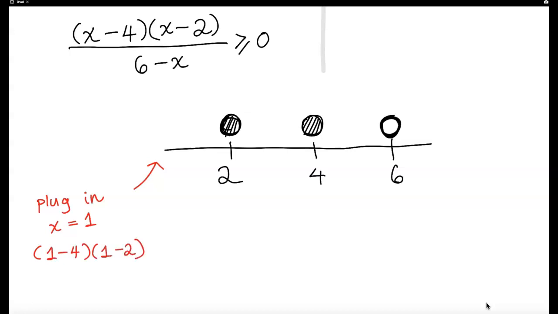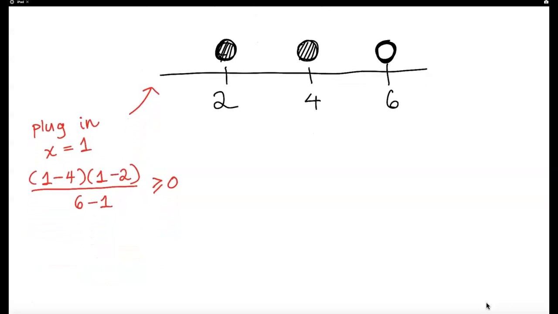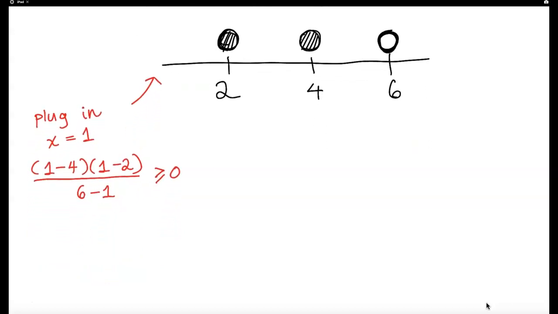We're going to try to divide that by 6 minus 1, and we want to see if that is greater than or equal to 0. So let's see. The numerator is -3 times -1. The bottom of the fraction is 5. I've got some checking to do.